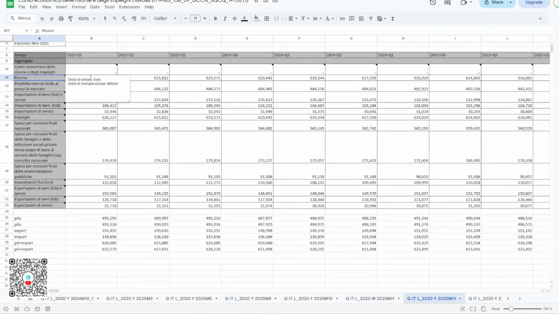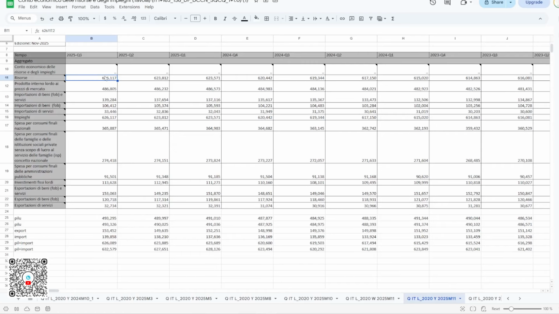Okay, so here we have resources, which is the sum of the GDP in monetary value, let's call it gross value added, plus the imports, because all the resources that the economy has are the domestic production plus the imports. That's the total, the sum of the resources that I have at my disposal to do economic activity. So here we see resources for Q3 in 2025.